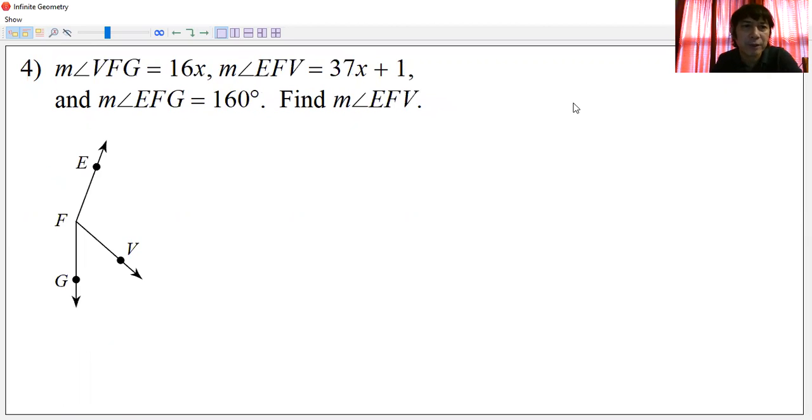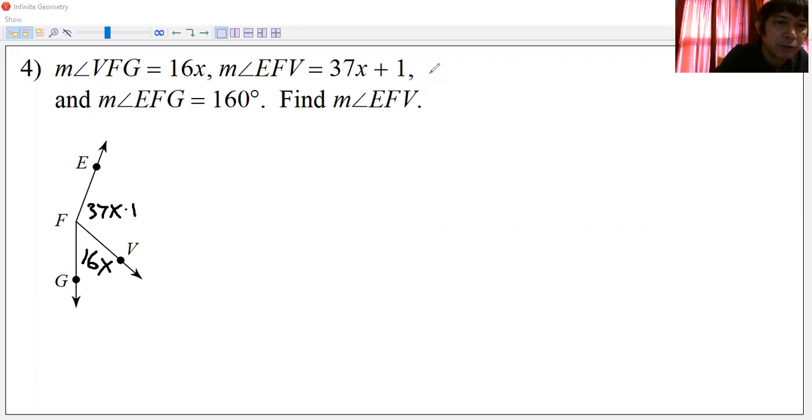All right, here's the fourth example. We have the measure of angle VFG. VFG in the diagram is 16x. So we shall try to use the diagram. So this is 16x there. All right, VFG. All right, what else? The measure of angle EFV. EFV is 37x plus 1. And where is EFV? It's over here. So this is the 37x plus 1.